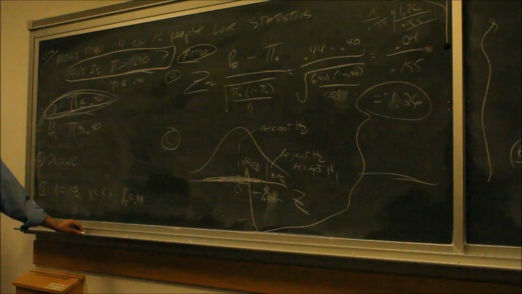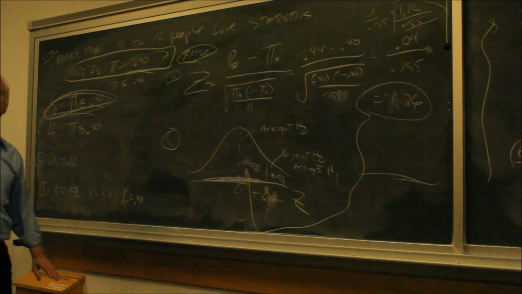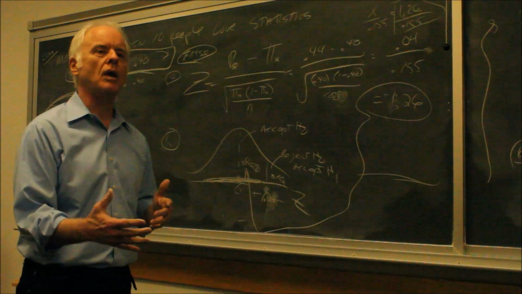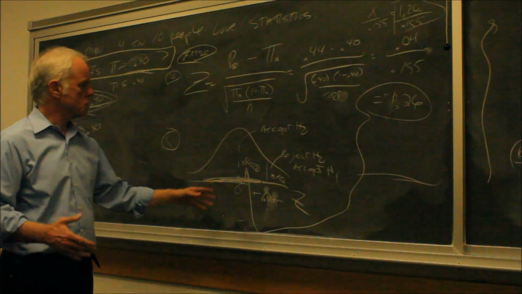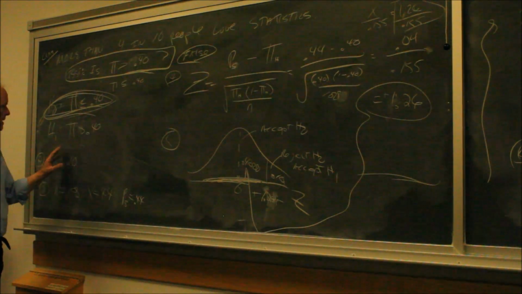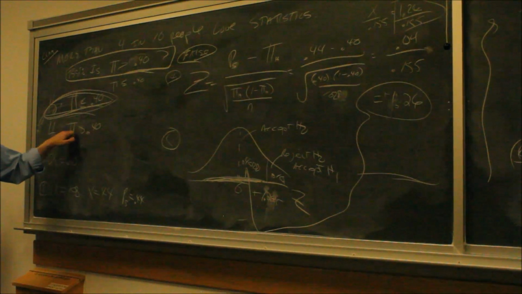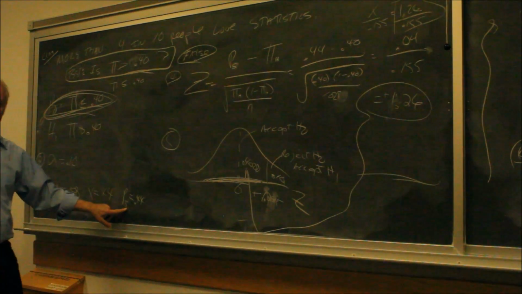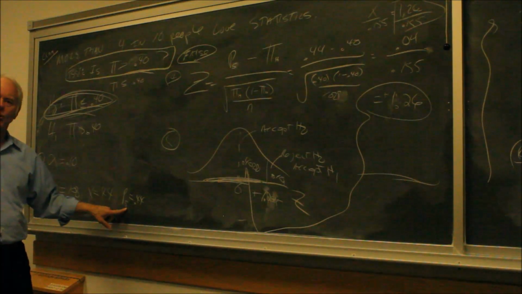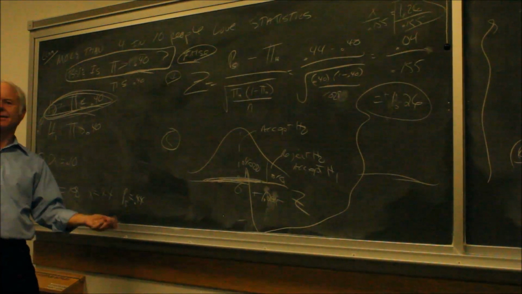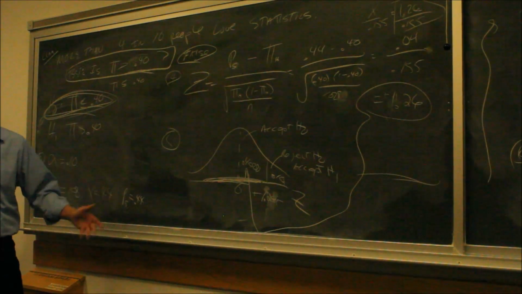I'm just saying that because your question was, how much would it take for us to reject H0 and accept H1? The proportion p-hat has to be at least 0.54, meaning 54 of these people. But you can't do anything about that. That's the data. The data came in at 44. You can't do anything about it.